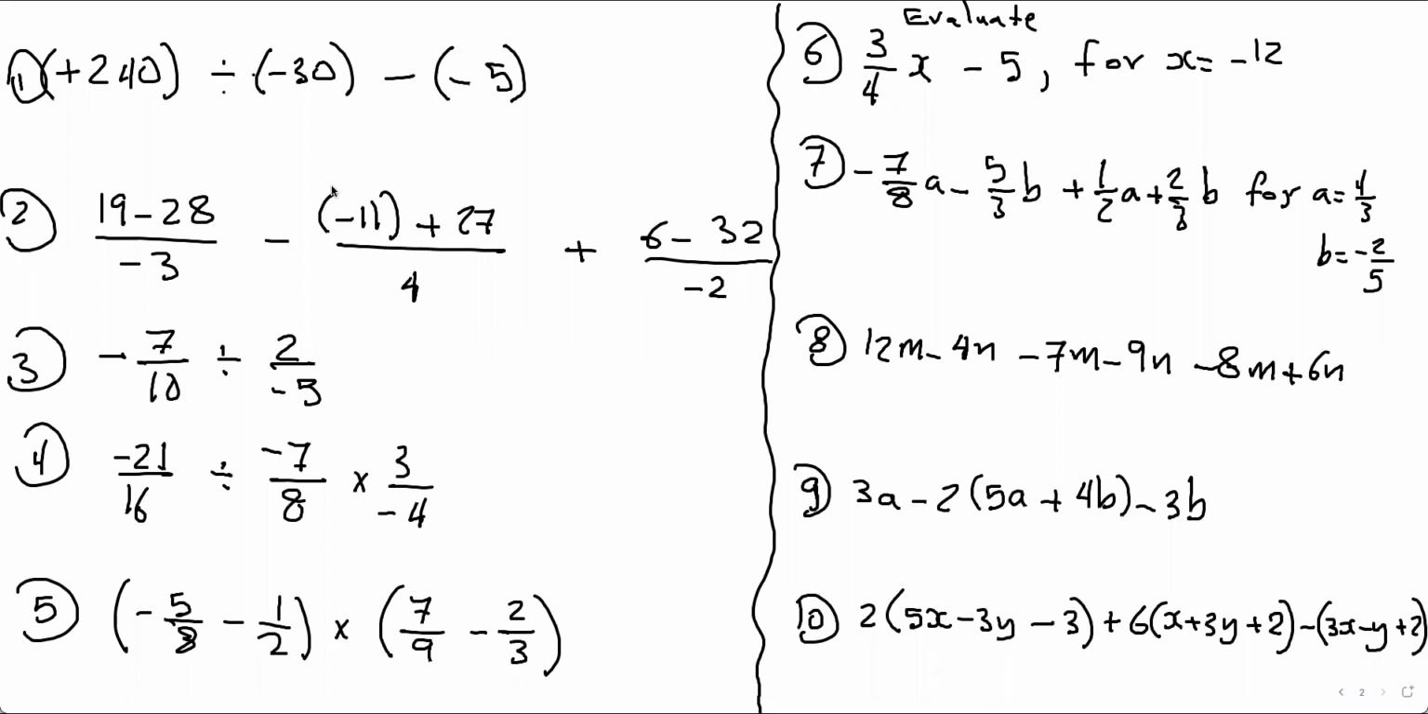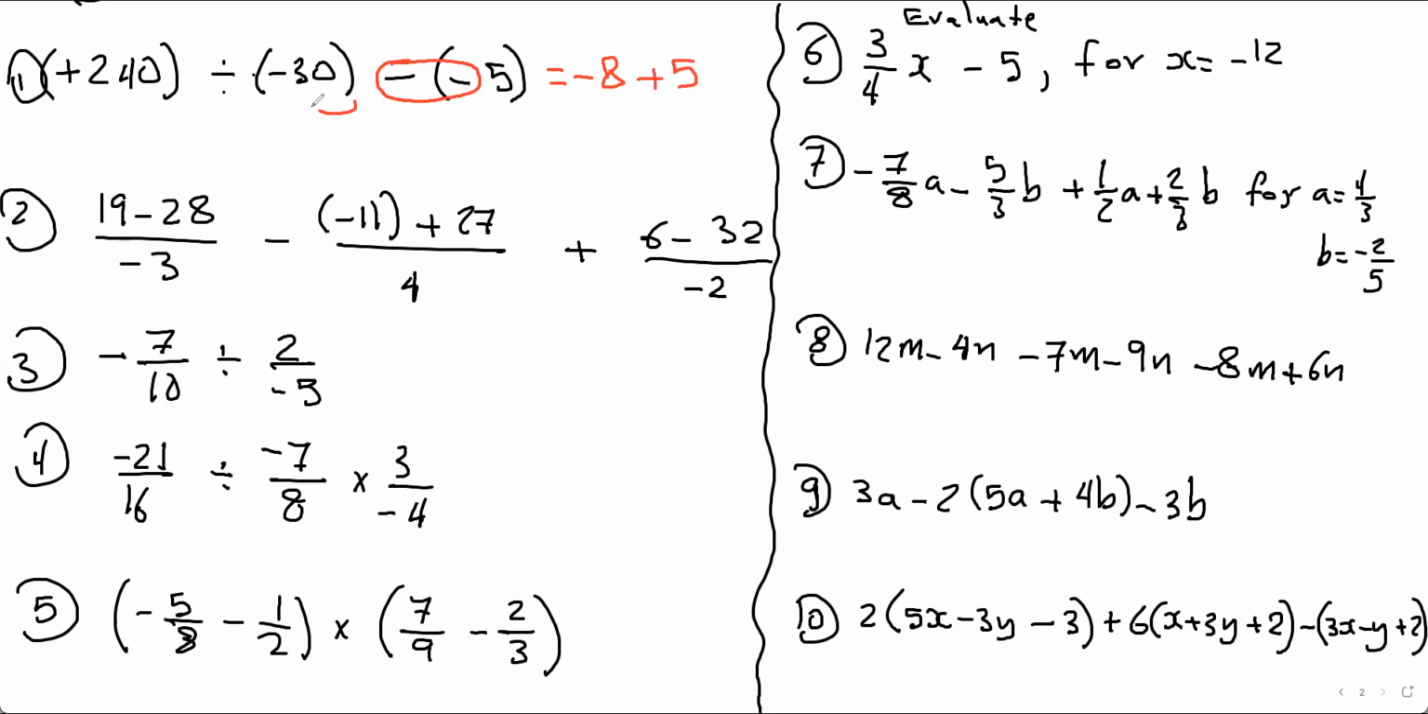So as we said, this is going to be like a little test and go through the answers. So here it's positive 24 divided by negative 30. Positive divided by negative gives you negative. So it's negative 8. And here you have a minus and negative. We said when you have minus and negative, it just becomes plus 5.